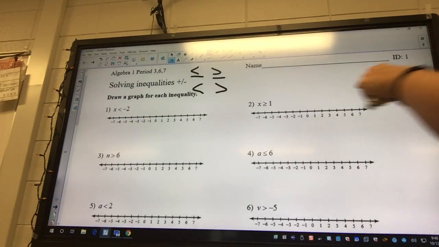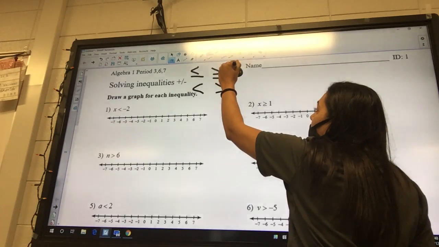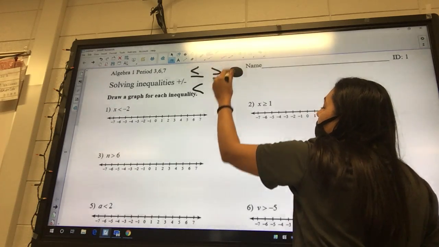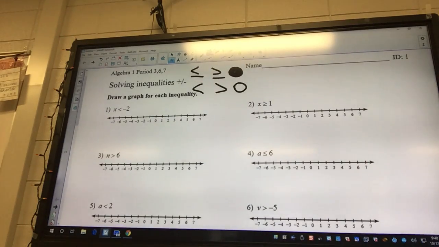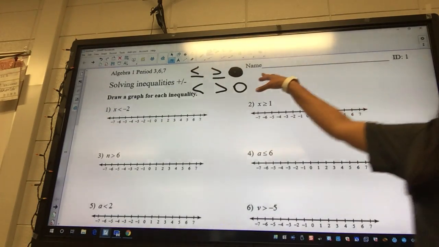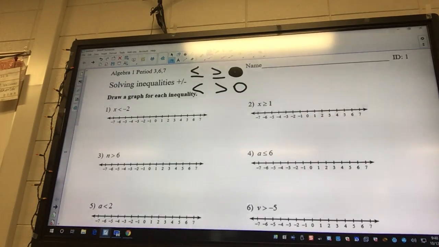If they have the line underneath, it should be a dot colored in, a closed dot. If there's no line under it, it's just less than or greater than, it should be an open dot. If you had to know anything, that's what you need to know in a nutshell to be successful today. So write those down on your paper. You're going to need them, guaranteed.